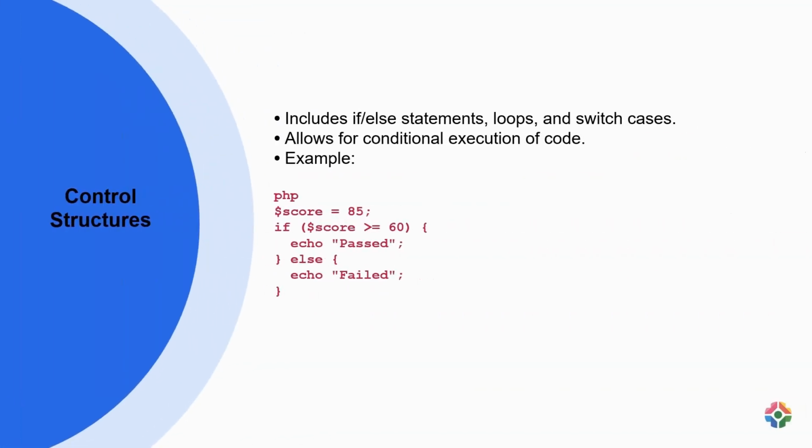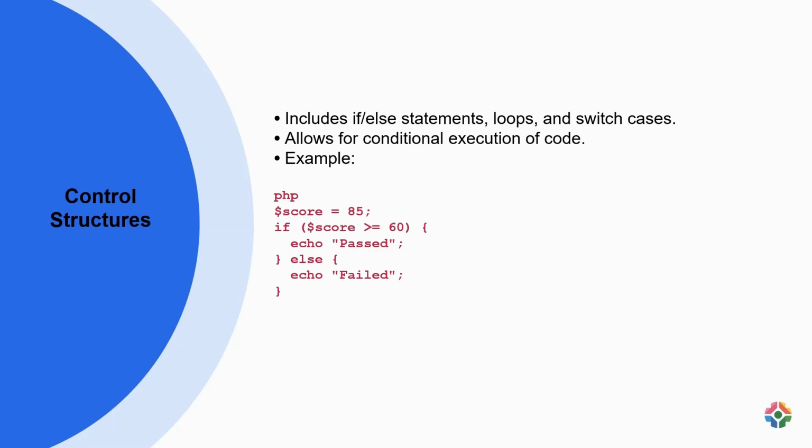Conditional statements, loops, and switch cases are fundamental constructs in programming. 1. If-else statements allow for executing different code blocks based on conditions. For instance, in the given PHP example, the program checks a student's score and prints passed if the score is 60 or above, otherwise it prints failed.